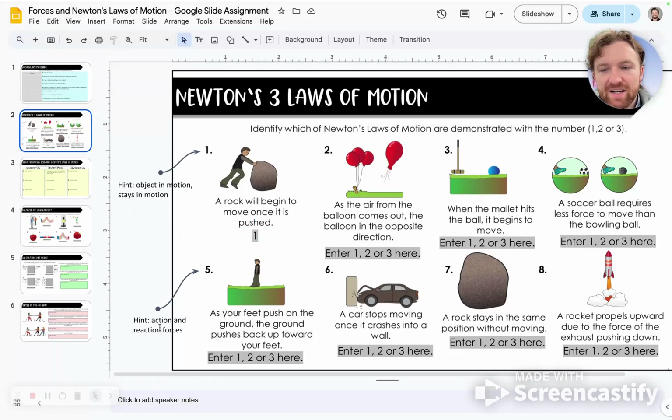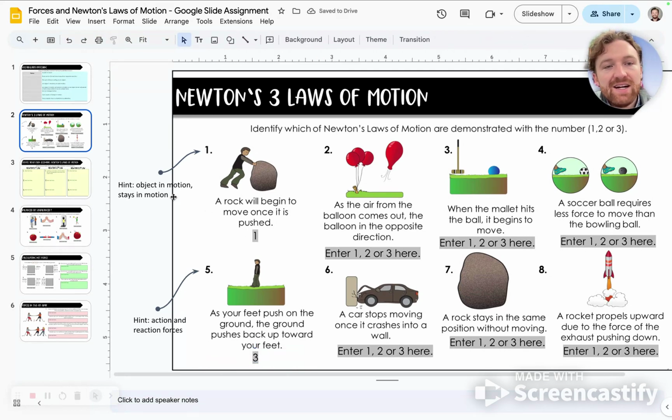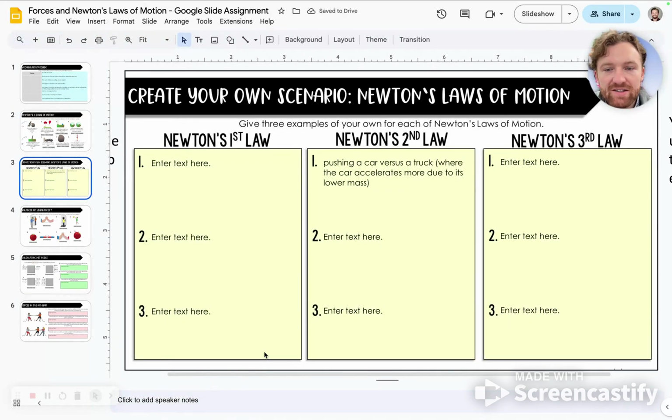That number 5 down here, I put another hint. It says, as your feet push on the ground, the ground pushes back towards your feet. So you have an action force and then an opposite reaction force. Newton's third law is every action has an equal and opposite reaction force. So number 5, you'd put in a 3 here. Okay? And then the rest of them, fill those out.